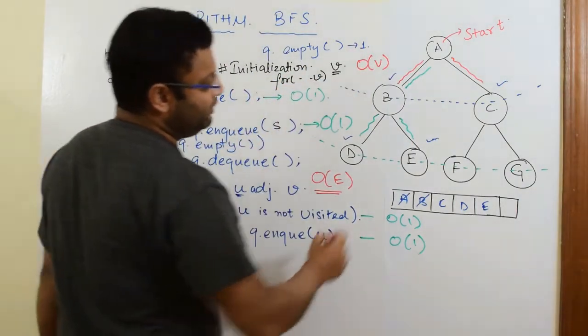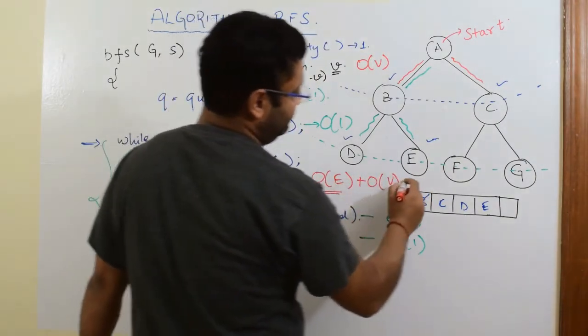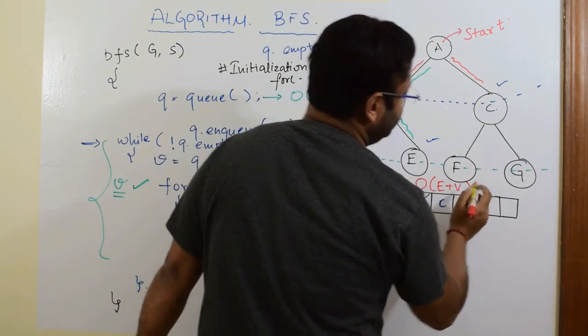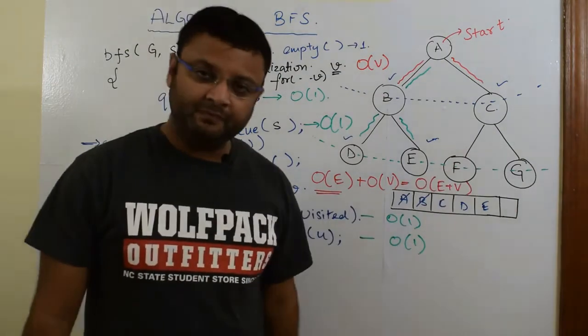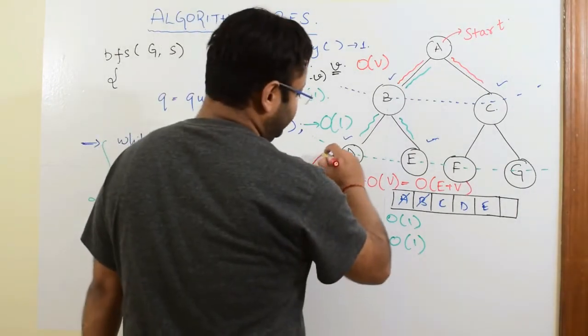So what will be the total complexity? The total complexity will be O of E plus O of V, which is nothing but E plus V. So this is nothing but equal to your time complexity in the case of DFS, right? So fine. So this was our time complexity.